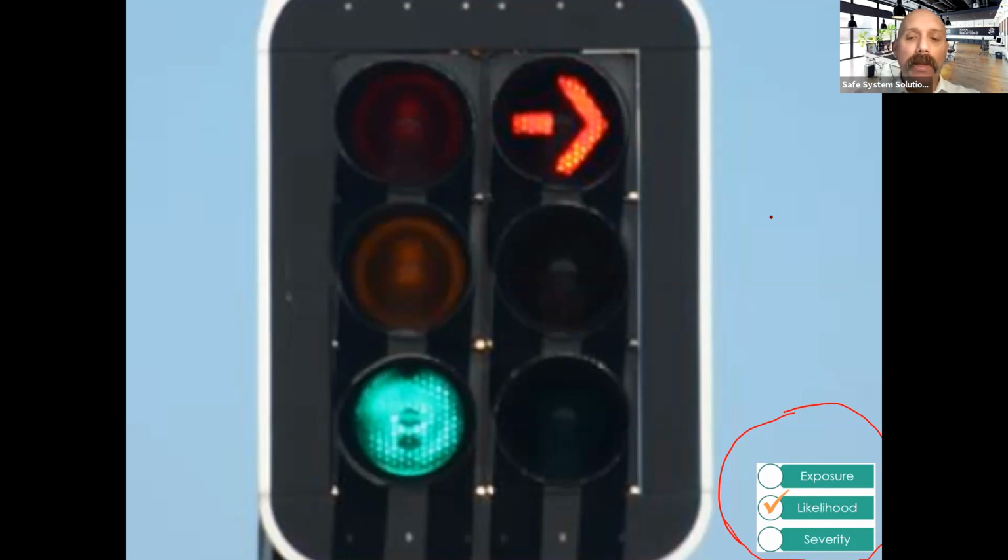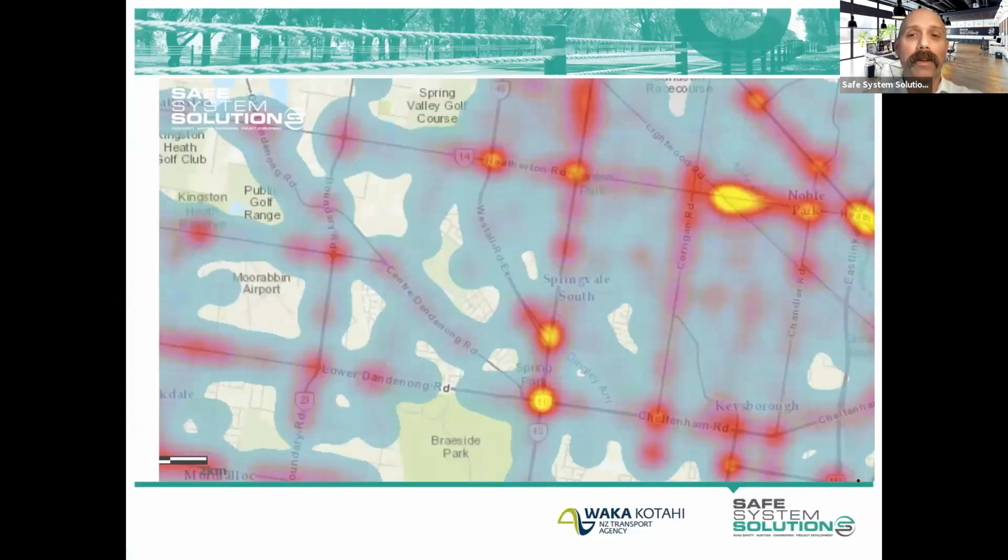Now, a lot of people are tempted to say that this is an exposure change. Under a safe system assessment, it is not. We know people run red lights, we know crashes still occur, and there's still the exposure to it, even though a lot of them do stop. The majority of them do stop.